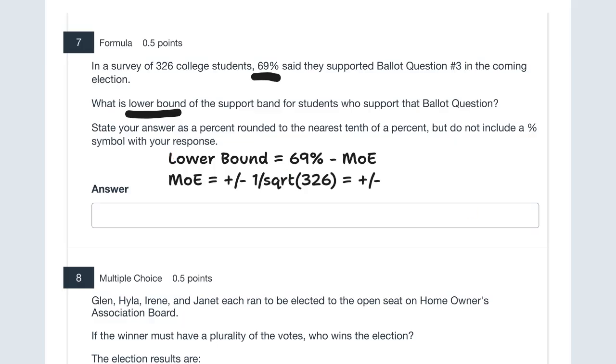Grab our calculator. 1 divided by the square root of 326 is going to give us 0.05538. This keeps going. So that's going to be 5.5% when we round to the tenth. So we have to remember to round to the nearest tenth of a percent.